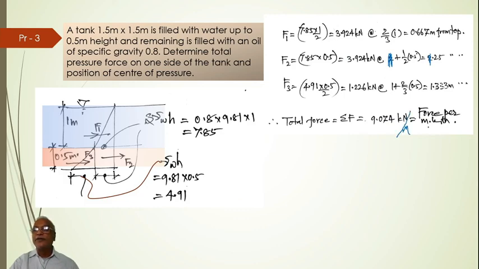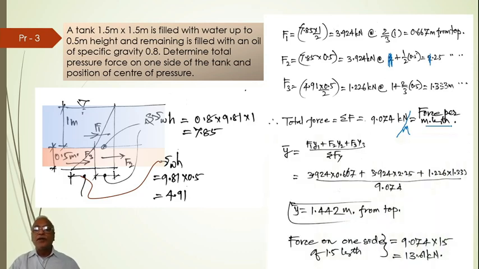I have written it here, per meter length of the wall. Y bar, the resultant force position, I have calculated. So Y bar will be equal to F1 Y1, F2 Y2 and so on. So that calculation you can do. Only thing is here there is a mistake, that this should have been 1.25. So we'll be getting some value of Y bar, and that is from the top.